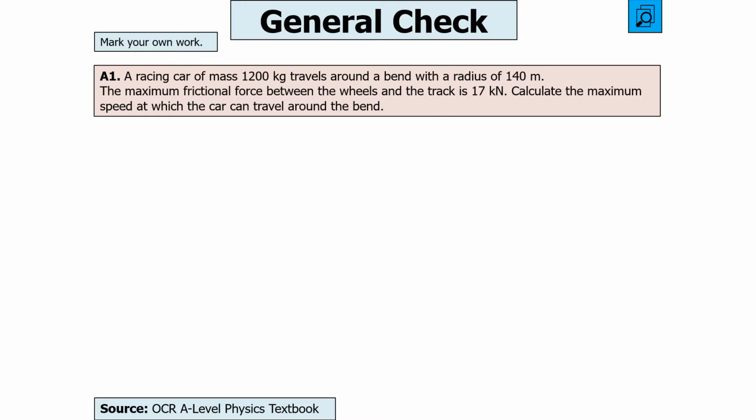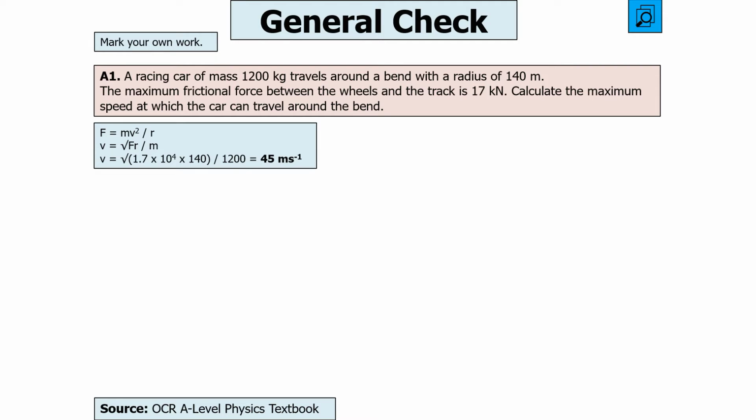Right, so you've got to remember that we're working out the centripetal force here. Because we know the mass of the car, we know the radius, and we know that the general equation for this is going to be F equals mv squared over r. Now we know what F is, it's 17 kilonewtons, so we convert that into newtons. We know m, which is 1,200, and we know the radius, which is 140. So we pop them all into the equation, we work it through, and we get 45 meters per second.